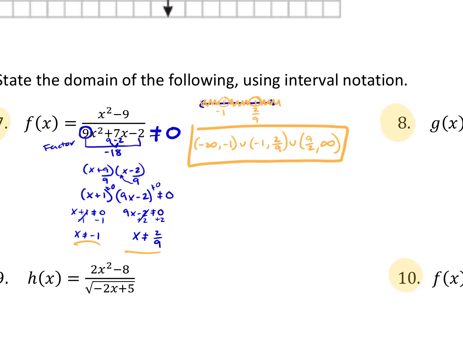You don't have to graph it on the line, but sometimes it helps to graph it so you can put it in your interval notation. Yeah, like the two numbers that we had here. So we need to write it in interval notation. X cannot be those numbers.